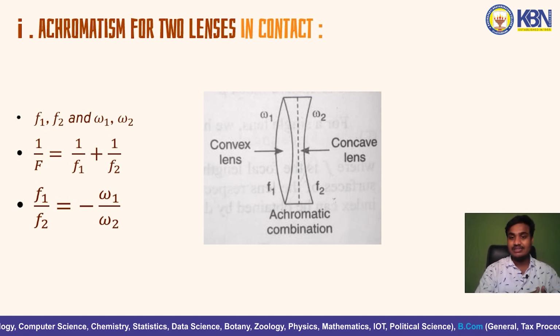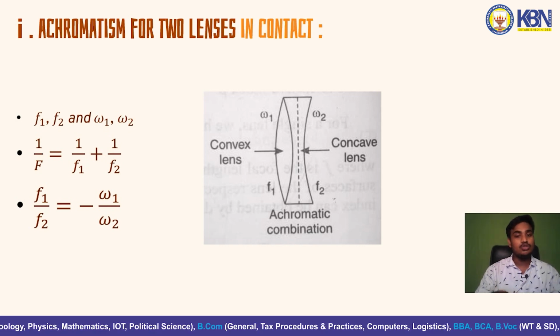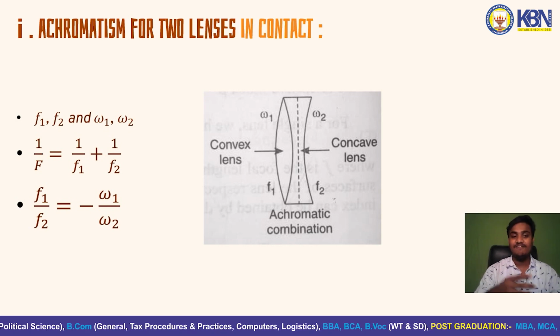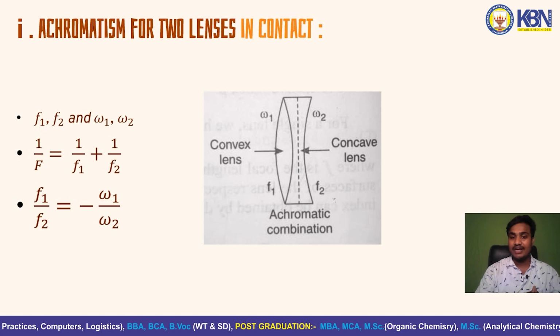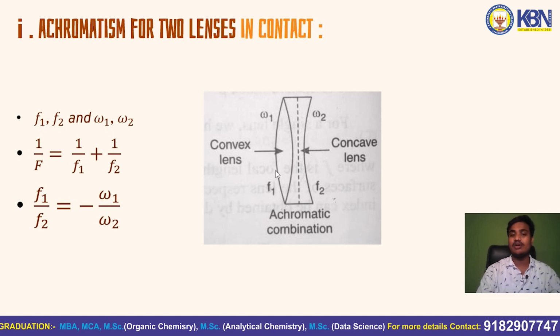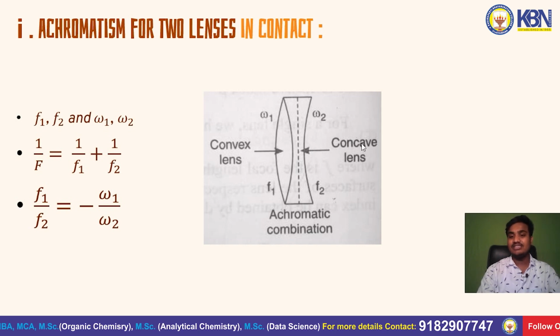If we go on solving this derivation, we will get to the conclusion that the ratio of the focal lengths is equal to the ratio of the dispersive powers with a negative sign. Okay, f1 by f2 is equal to minus omega 1 by omega 2. The negative sign represents nothing but that one lens is a concave lens and the other one is a convex lens.